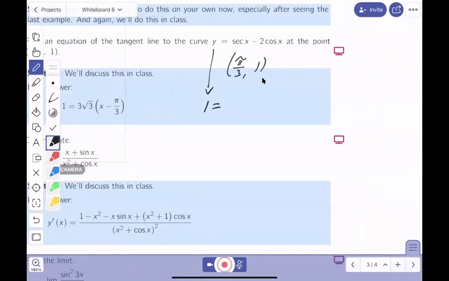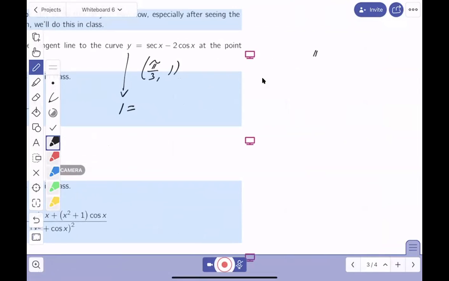Now pi over 3, I want to remind you, pi over 3 times 180 degrees over pi. That's 60 degrees, right? I'm going to draw my little picture over here, 60 degrees. This is something you learn in trigonometry. And what's the secant of that? It's going to be 2.